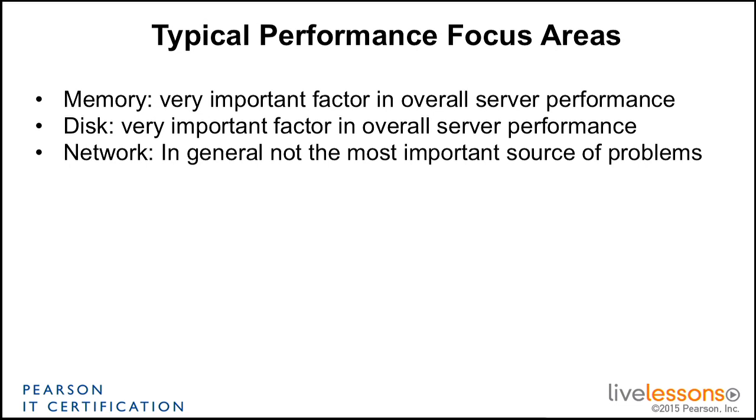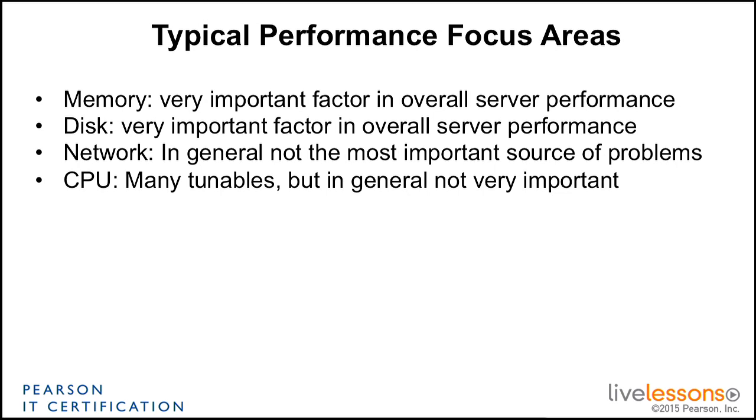Next, there is network. Network in general is not the most important source of problems, because we are not using 10 megabit anymore, we're on gigabit at least. Also, the CPU. CPU has many tunables, but in general it's not very important. It is only for specific workloads that CPU really matters, and the gain that you can get from optimizing CPU performance is expressed in nanoseconds. So you won't probably see much of a result by optimizing the CPU.